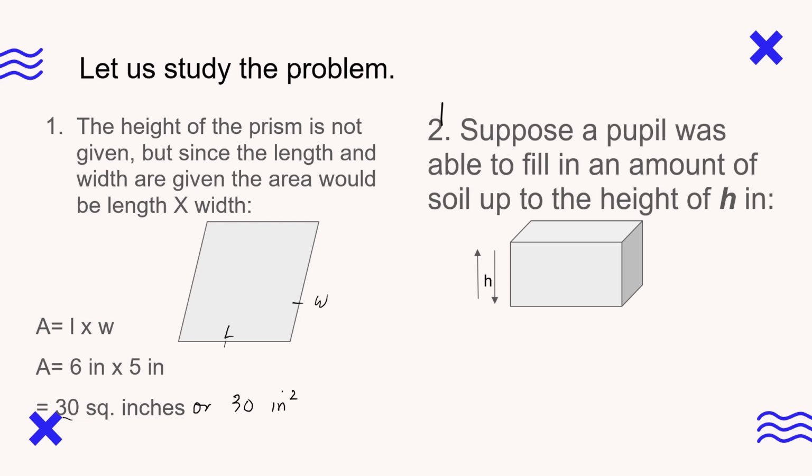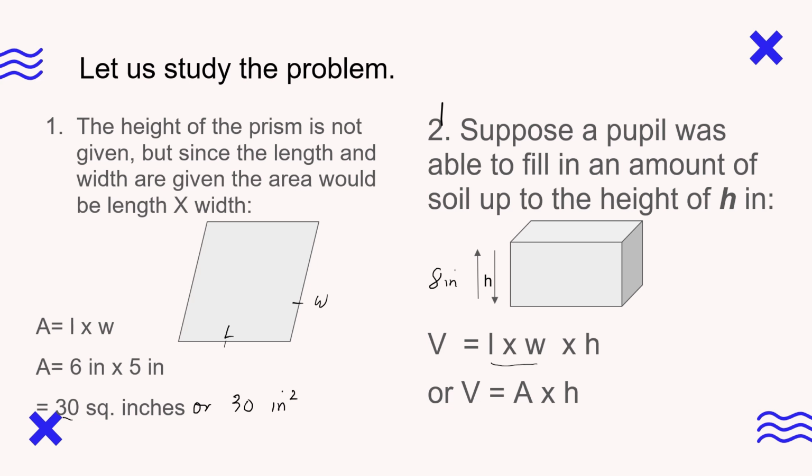So, given naman na nagbigay ang pupil natin, nag-fill in amount of soil up to height of 8 inches. So, yung h natin is 8 inches. So, yan na yung 8 inches. So, from the volume, ang formula ng volume, length times width times height. Given na yung length times width, nakuha natin na area. So, pwede natin sabihin na volume is equivalent to area times the height.